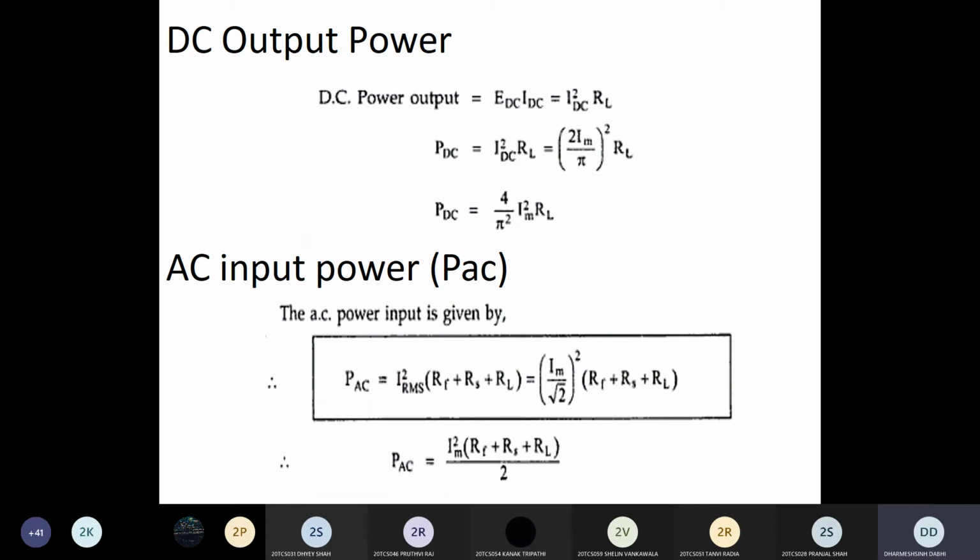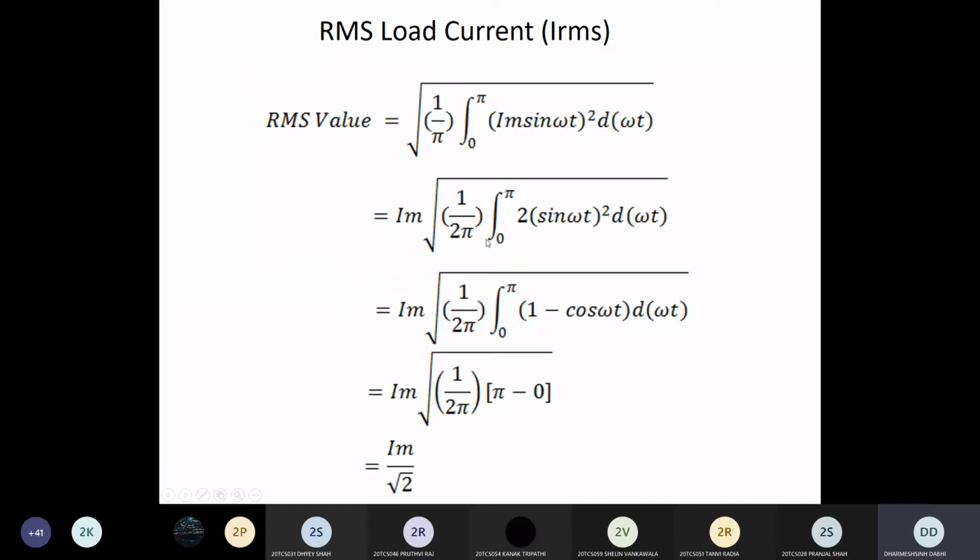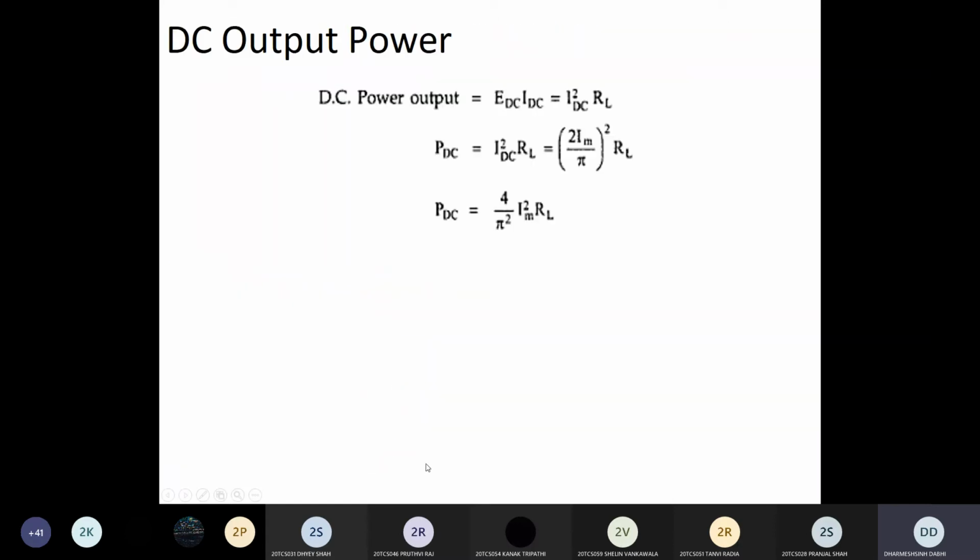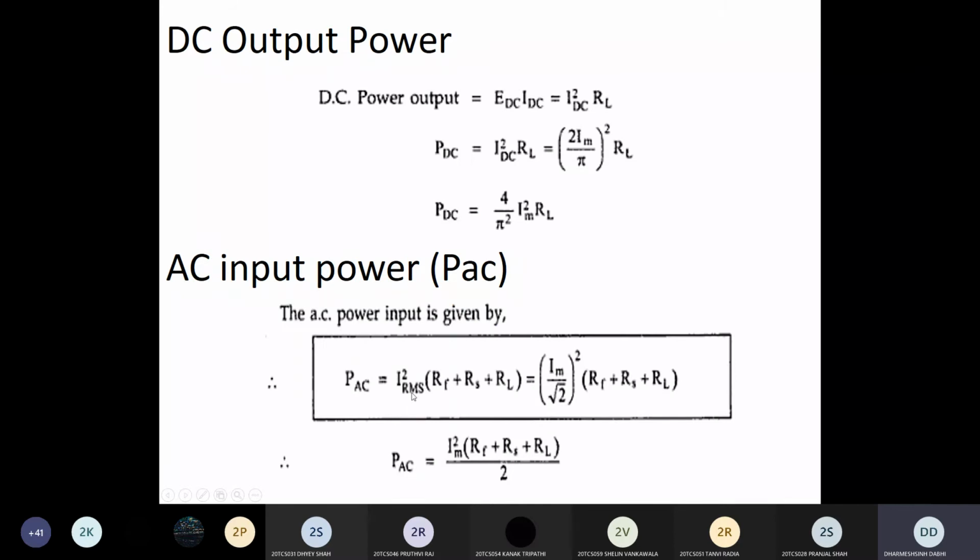Now, I square is what? That is the RMS value of current. We already derived that the RMS value of current is Im by root 2. So replace this IRMS by Im by root 2. Its whole square into your total circuit resistance at the secondary side: the forward resistance of the diode plus the secondary resistance plus the load resistance.